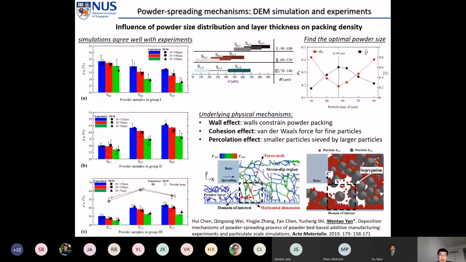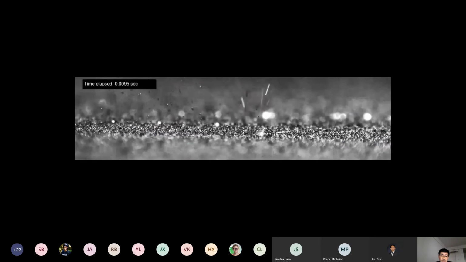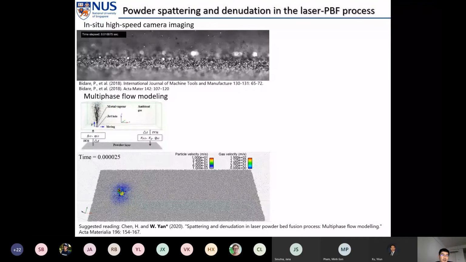And we can see this is a high-speed camera imaging. You can see the powder flying. This is a very nice video done by Dr. Wentao, I think from the UK. Actually, we call this powder spattering and denudation. To investigate this issue, we developed a multi-phase flow model.